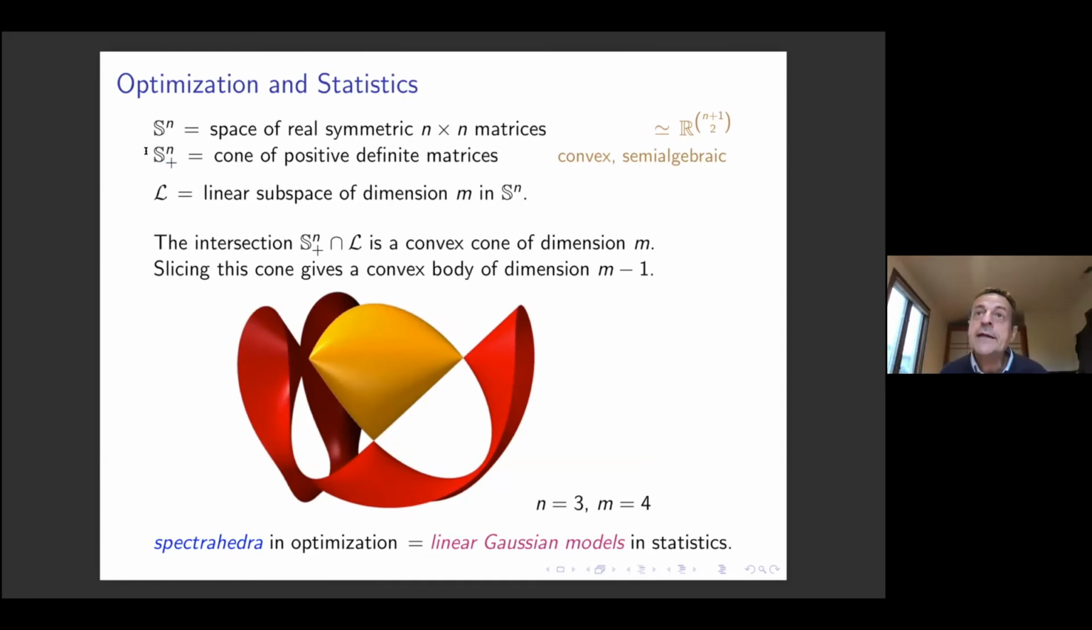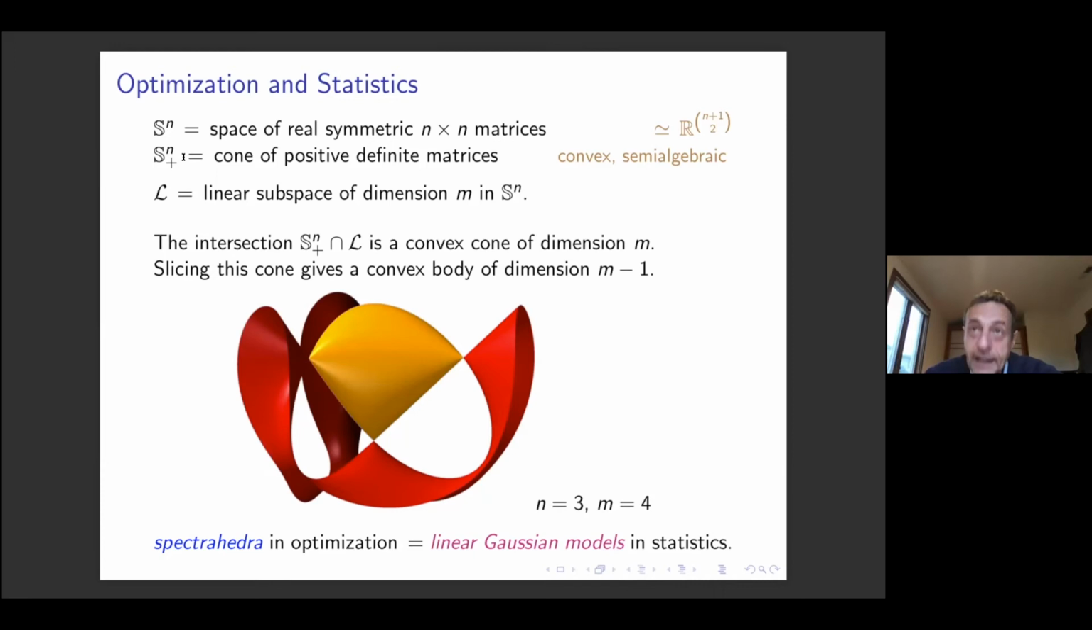Recall the greatest miracle from your linear algebra class. The greatest miracle says that a real symmetric matrix has all of its eigenvalues real. That is a miracle known as the spectral theorem. So all the eigenvalues of a real symmetric matrix are real. And if all the eigenvalues are positive, or let's say non-negative, then we call the matrix positive semi-definite. So Sn plus is the open cone of positive definite matrices.